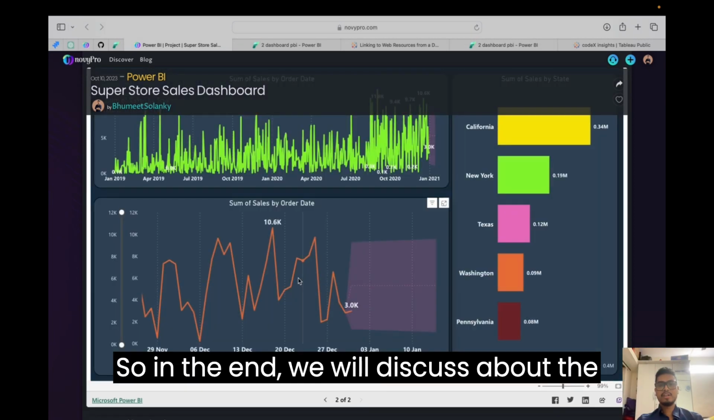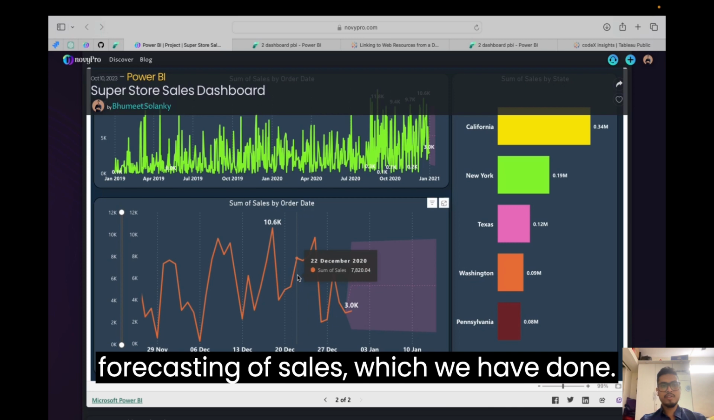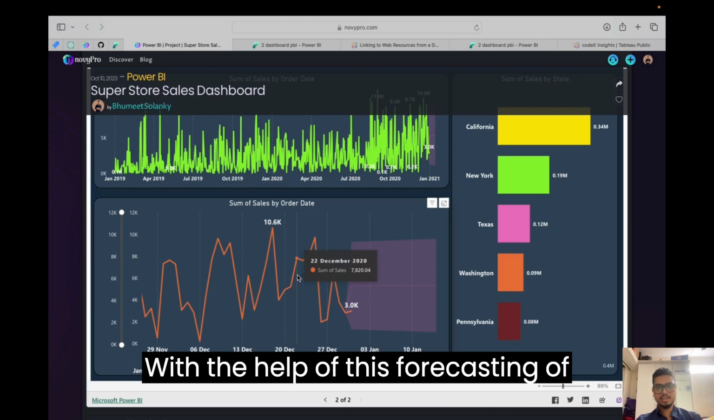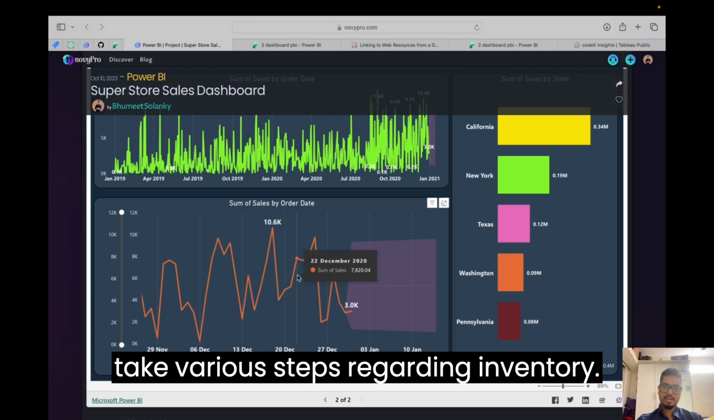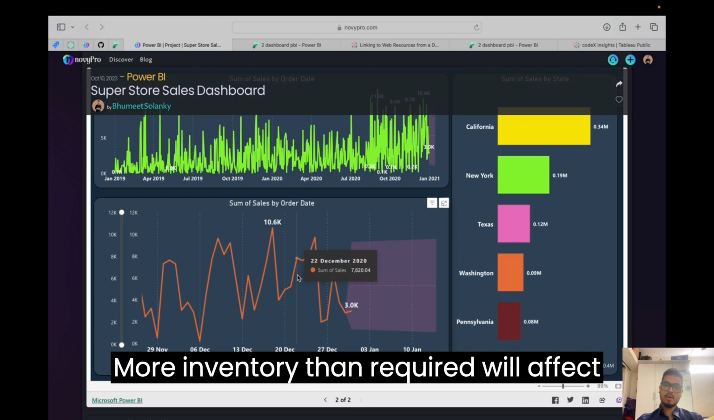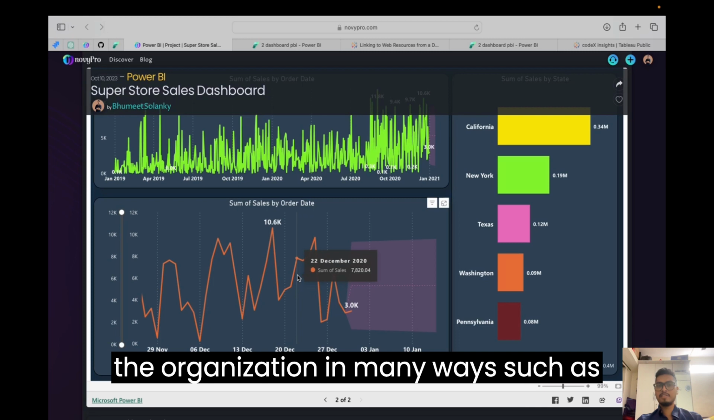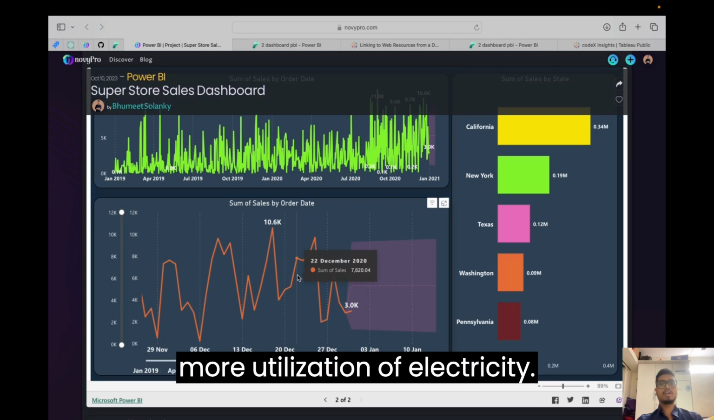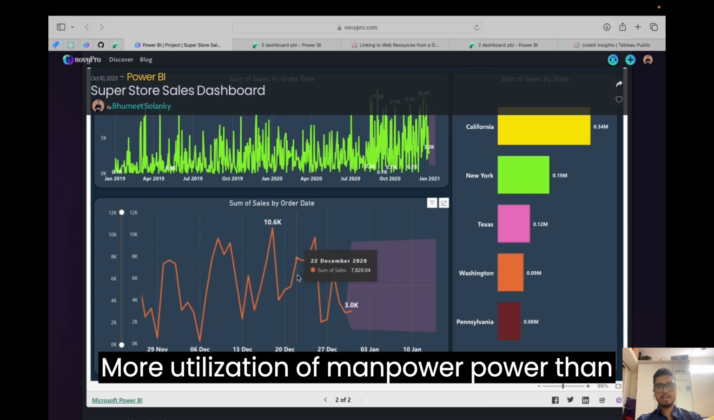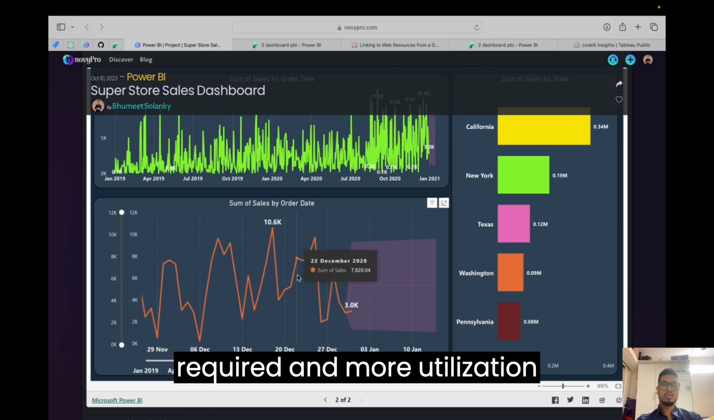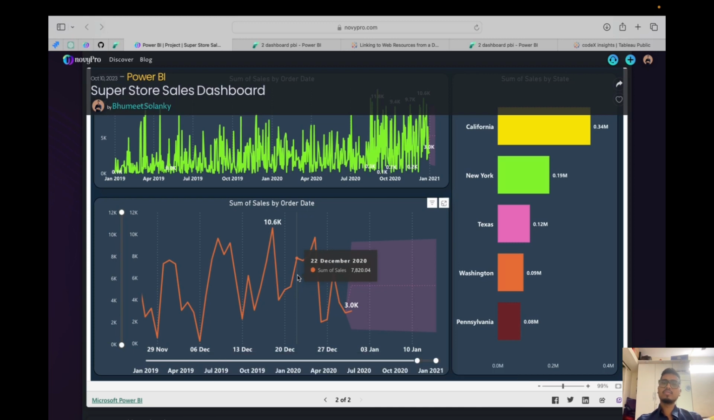So in the end, we will discuss the forecasting of sales which we have done. With the help of this forecasting of sales, we can help the organization to take various steps regarding inventory. More inventory than required will affect the organization in many ways, such as more utilization of electricity, more utilization of manpower than required, and more utilization of space in the warehouse.